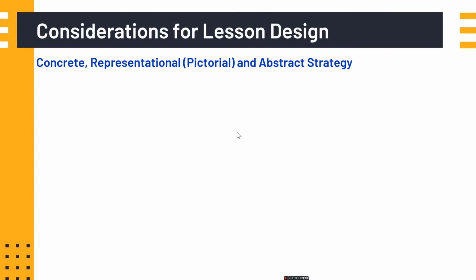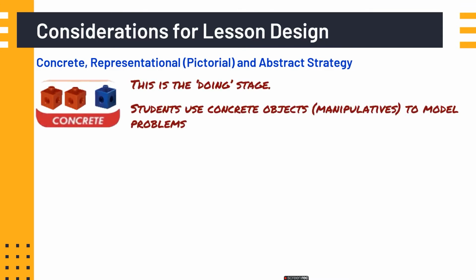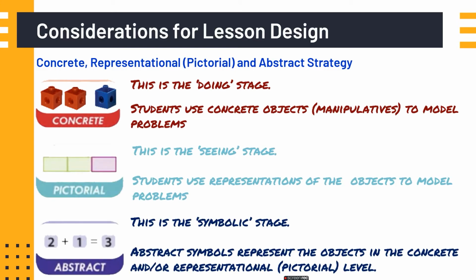The next aspect that we need to keep in mind while designing lessons is the concrete, representational or also the pictorial and abstract strategy. In this there are three parts: concrete, pictorial and abstract. The concrete is the doing stage where students use concrete objects or manipulatives to model problems. In the pictorial or the representational stage, students see what that problem is, or they are able to represent the problem using pictures. And then the final stage is the symbolic stage where abstract symbols represent the objects in the concrete and or the representational and pictorial level.